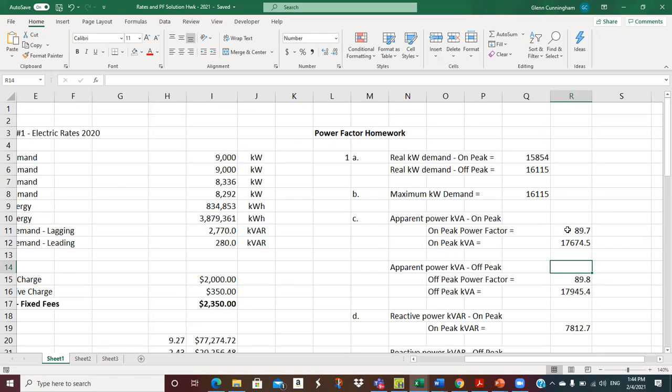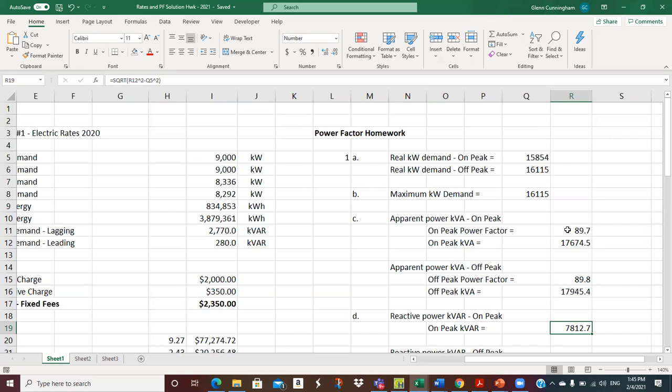Yeah, I was looking at load factor. That's where I was going nuts. Okay. And then this is off the bill. It's the same arithmetic here. Okay. Peak kVAR for on peak, that's just doing Pythagoras' theorem on the power triangle.